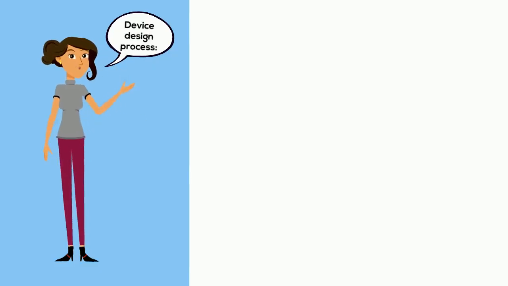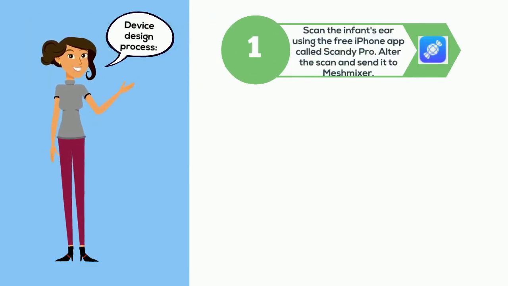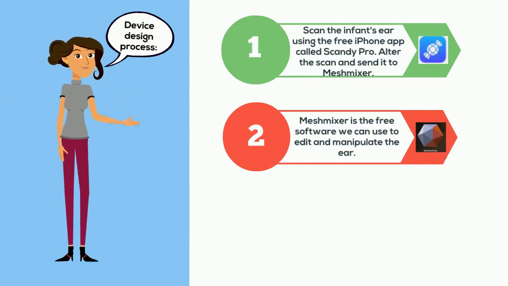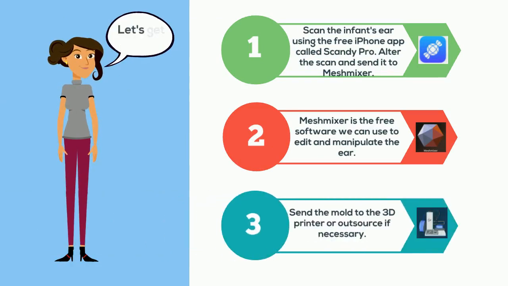Let's get started. Scan the infant's ear using the free iPhone app called Scandy Pro. Alter the scan and send it to Mesh Mixer. Mesh Mixer is the free software we can use to edit and manipulate the ear. Send the mold to the 3D printer or outsource if necessary.